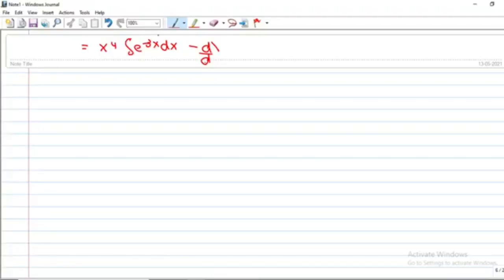So here we will differentiate x power 4, and the whole will be integrated. After this there will be integration of again e power minus 3x, right? Okay, and that's it. So you have to continuously keep doing it until you get this term eliminated.